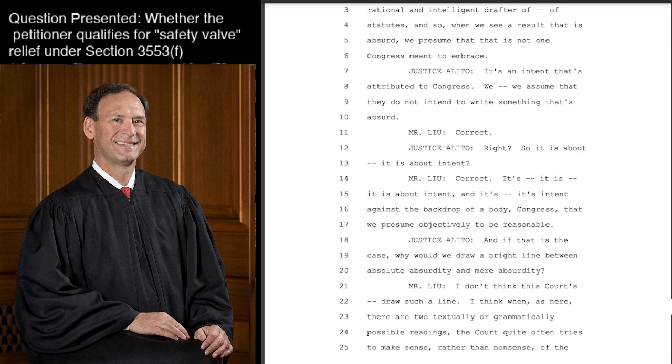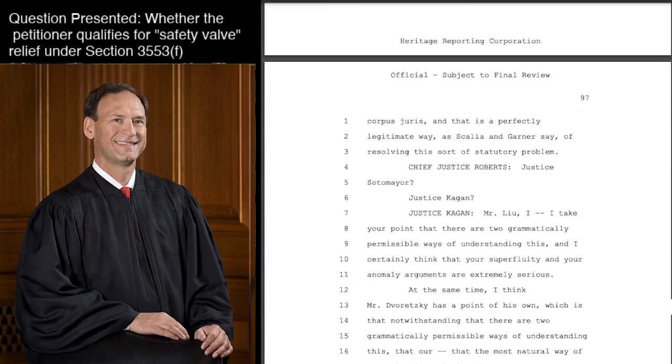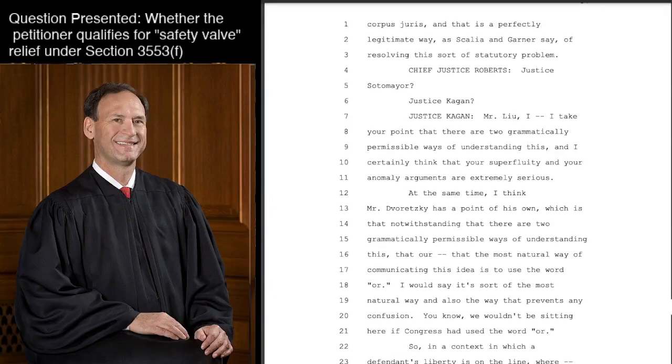be reasonable. And if that is the case, why would we draw a bright line between absolute absurdity and near absurdity? I don't think the courts draw such a line. I think when, as here, there are two textually or grammatically possible readings, the court quite often tries to make sense rather than nonsense out of the corpus juris. And that is a perfectly legitimate way, as Scalia and Garner say, of resolving this sort of statutory problem.